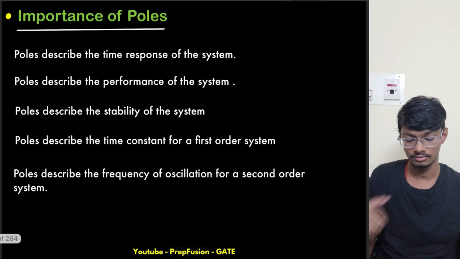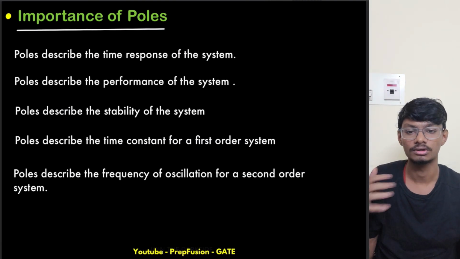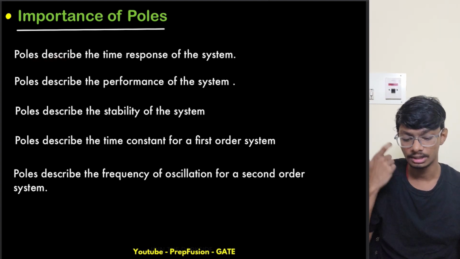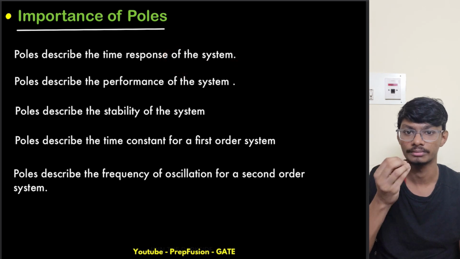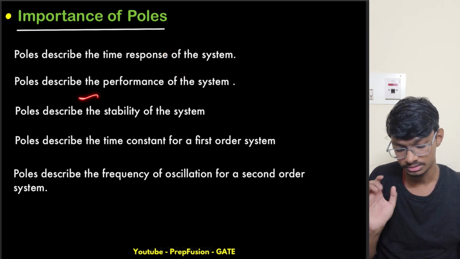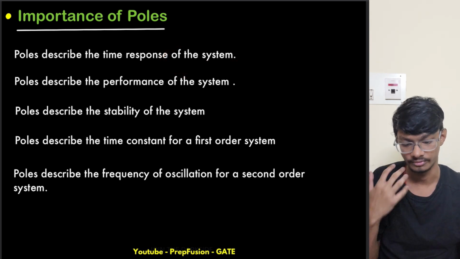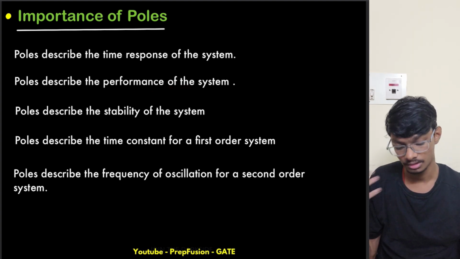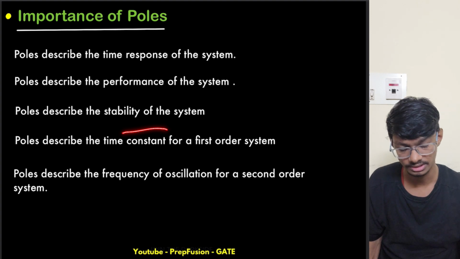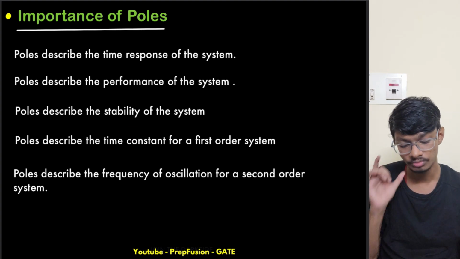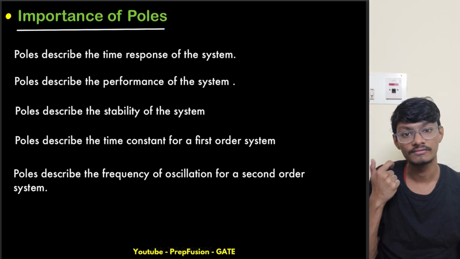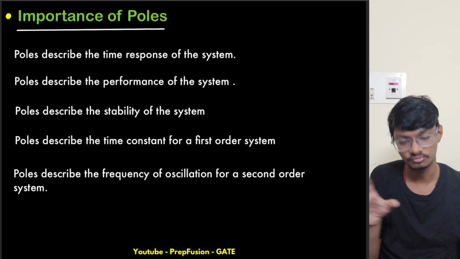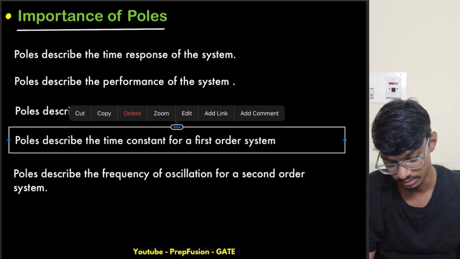Now, what is the importance of poles? What do they actually mean? Poles describe the time response of the system. By this, what do I mean? I will explain. Just listen to what I am saying. Poles describe the performance of the system. Poles describe the stability of the system. Poles describe the time constant for a first order system, and also for any order system.